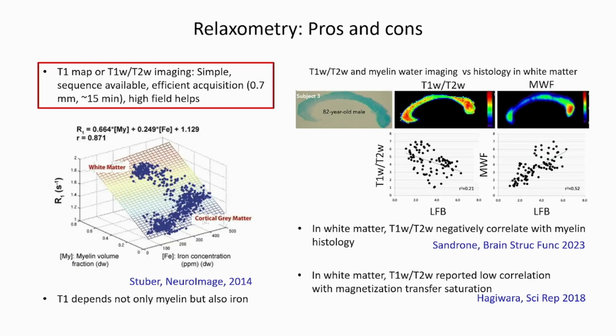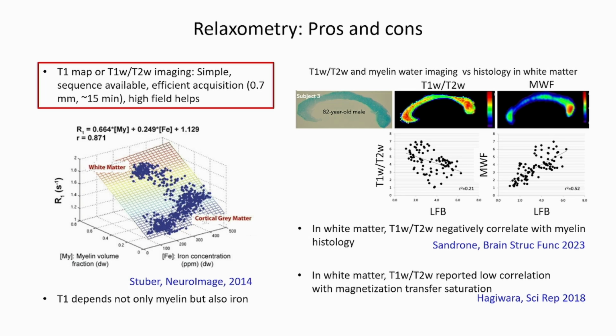Well, the reason why I present 4 different methods today is because there is no dominant one, because all of them have cons and pros. This T1 mapping or T1 over T2 imaging is really simple and the sequence is available on any of your machines, and it provides a very efficient acquisition. So you can do a high resolution scan, sub-millimeter, in 15 minutes of time. That's a really good thing. However, there are limitations as well.